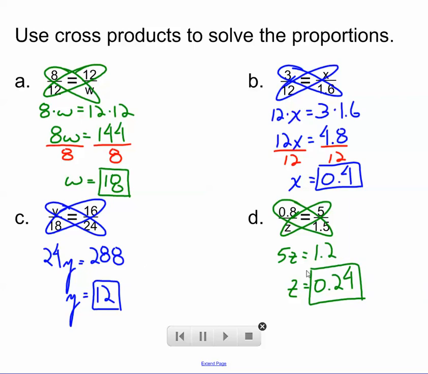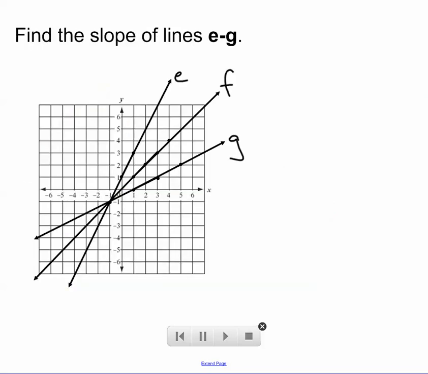And you can see I showed a little bit less work here on C and D, 2 steps to be exact. If you need to show all those steps, then do it, by all means. Okay, so that's solving proportions by cross products. We'll do it over a period of time, and you'll get better at it. Now let's move on to slope. I think your note sheet is missing this E, F, G label, so go ahead and put those on there, E, F, and G. And we're going to find the slope of these lines.